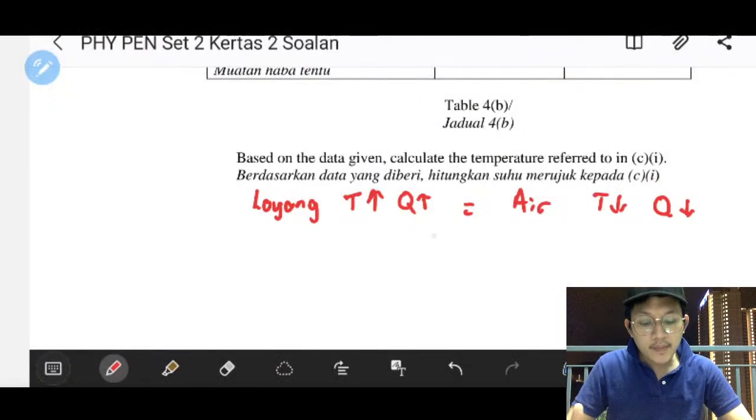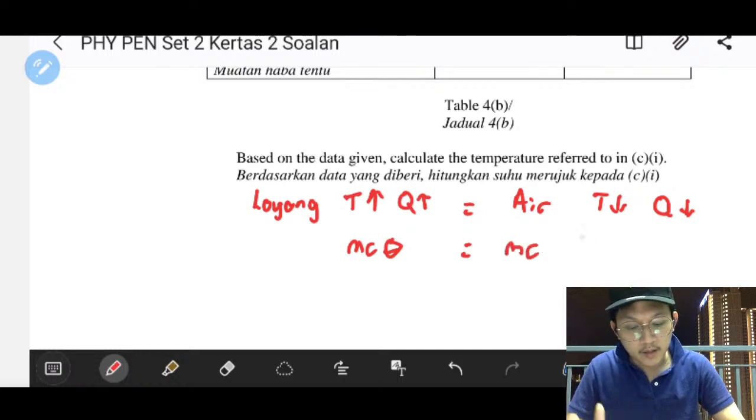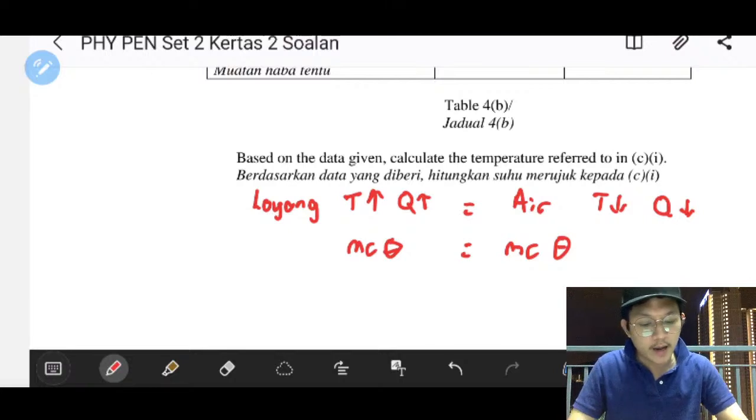Okay, and then from here we are able to calculate MC theta adalah sama dengan MC theta. What are you talking about, sir? MC theta adalah sama dengan MC theta. Jadi inilah theta ialah perubahan suhu yang dialami oleh loyang. I label it as 1. Yang dialami oleh air. Label it as 2.